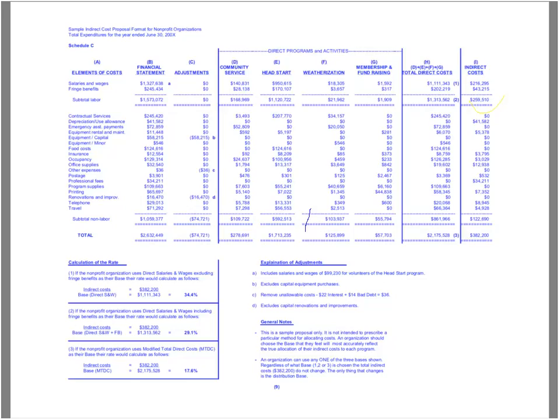Notice the rates change. The smaller the base, 1.1 million, the larger the rate. The base starts to grow to 1.3 million, the rate starts to diminish to 29.1, and then the largest base, the modified total direct cost base, 2.175 million, the rate 17.6%. Hopefully, I haven't lost you, and most of you see that, and that makes sense.